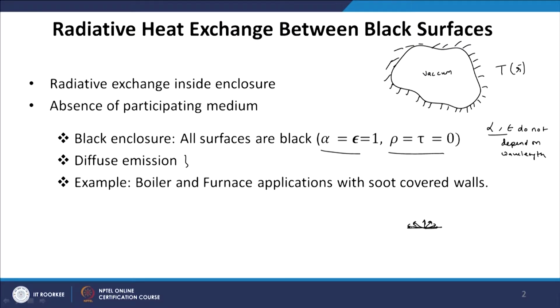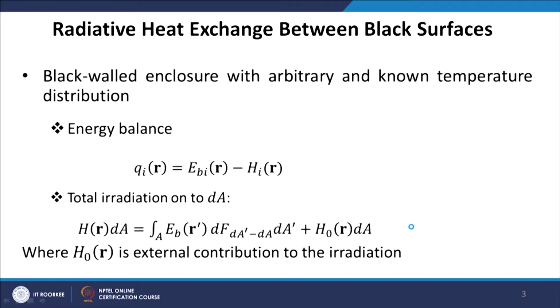Although we may think that a lot of restriction is there on the black surfaces, still there are practical problems such as boilers and furnaces, where we have the walls covered with small carbon particles called soot. And in radiation characteristics of surfaces, we have seen that the soot essentially acts like a black body. So the walls of these furnaces covered with soot can be approximated as black surfaces. So we basically are going to find out the relation between these surfaces.